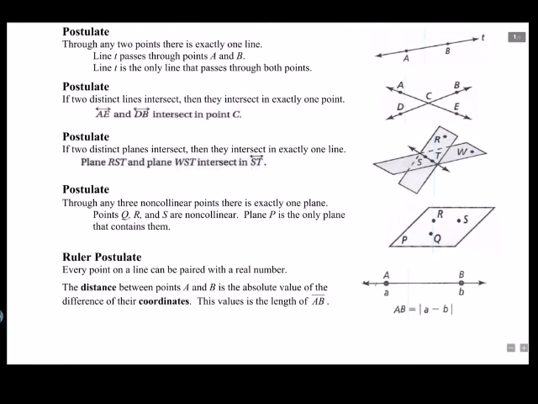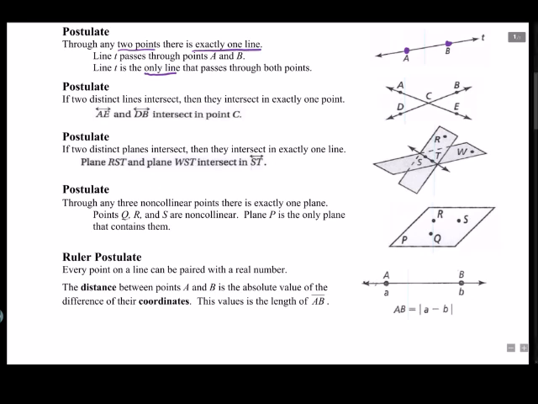Our first postulate says through any 2 points, there is exactly 1 line. And you were introduced to this in algebra. And we're given 2 points. You could plot 2 points, whether it's the y-intercept and slope or just 2 points, and then draw a line through them. Line T passes through points A and B, and it is the only line that will pass through those 2 points. It's very straightforward.